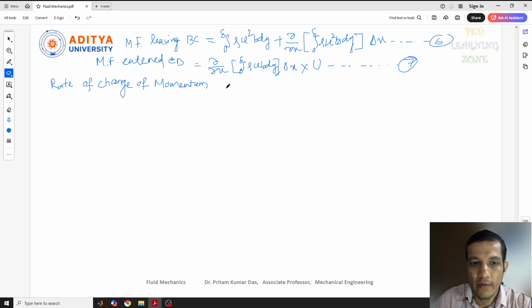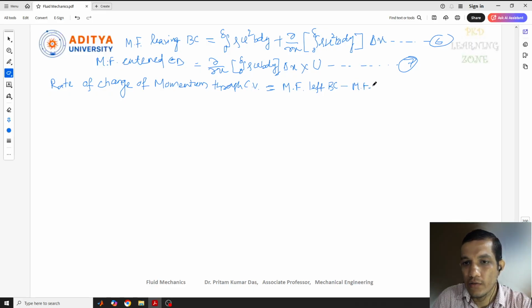The rate of change of momentum through the control volume. So obviously, what is the momentum of the fluid entering through AD, all those things we need to check. So how much is left? Momentum flux which left through BC, minus how much entered: momentum flux through AD, minus the momentum flux entered through CD. So this is the formula, which you can calculate from here.